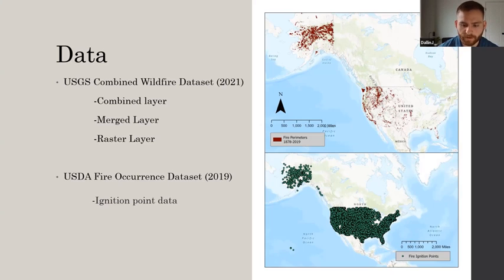And then the fire occurrence dataset is an ignition point dataset maintained by the USDA. This dataset was used as a factor in the decision tree process, which I'll go over later in the presentation.